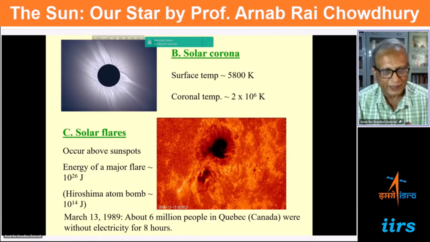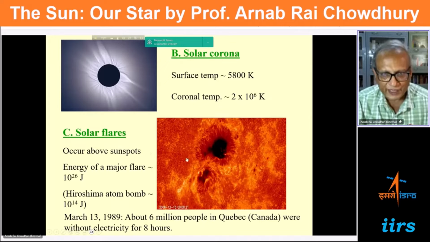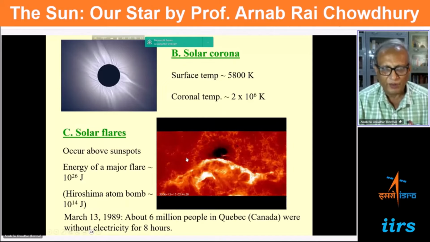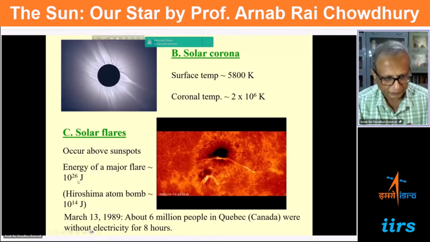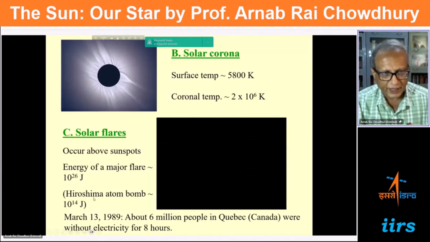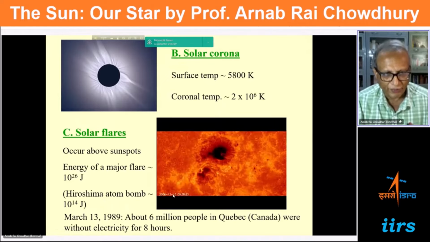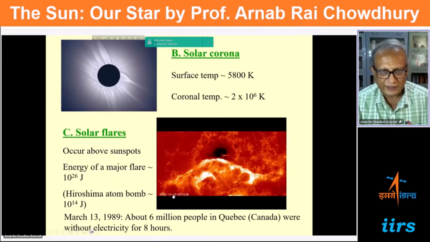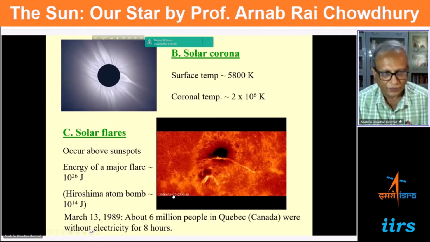Lastly, another important manifestation of solar activity is the solar flares. These are explosions which typically occur above sunspots. Here I show a video of a solar flare. The energy released in a major flare can be of the order of 10 to the power 26 joules. For comparison, remember that the atom bomb which destroyed Hiroshima had an energy of 10 to the power 14 joules. And these are unbelievably energetic events which even affect our lives, even though we are so far away.